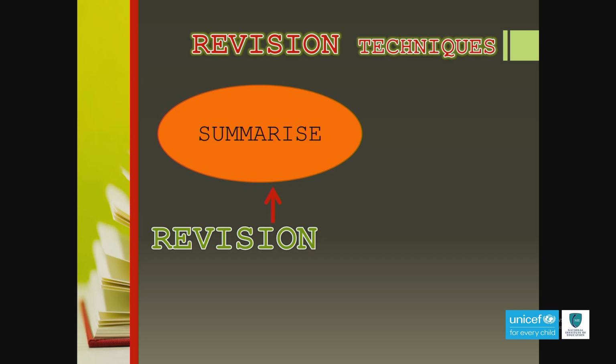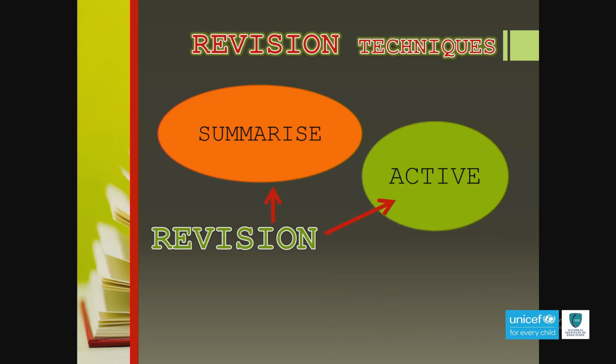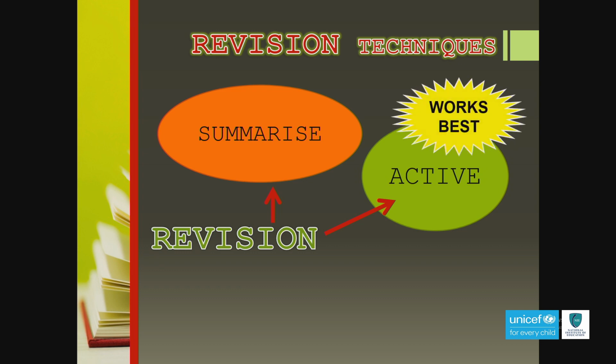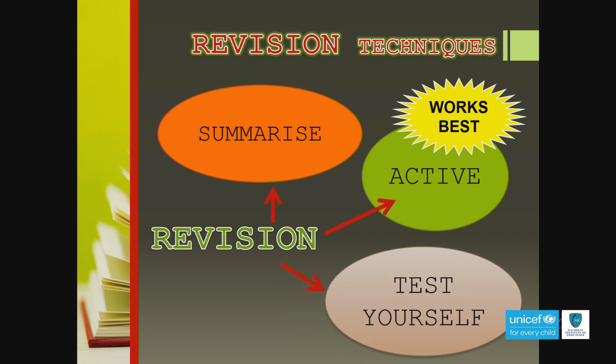So these are some of the techniques that can be used for revision. One of the main things is summarizing your notes. I'm going to be going through each one of them in detail. This is the most effective way. What works best is active learning. Like I said, you cannot study bio by lying down on the bed. You have to be actively involved in studying it and test yourself. So we're going to be having a look at each one.